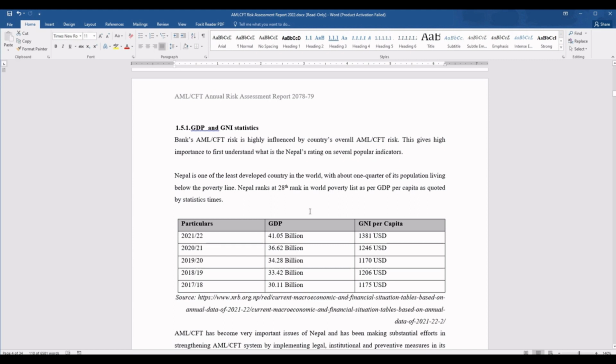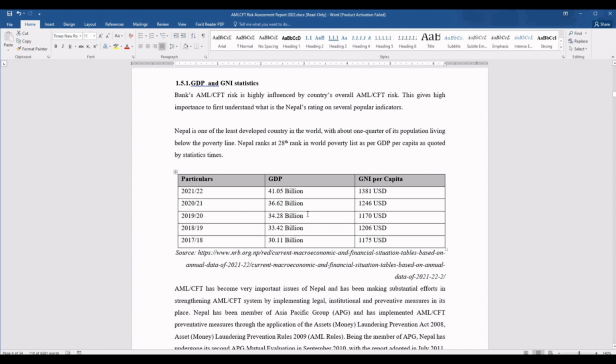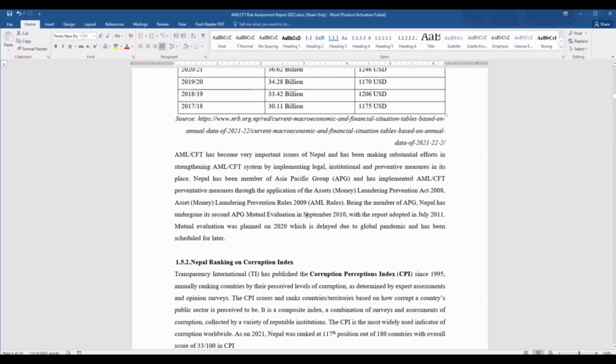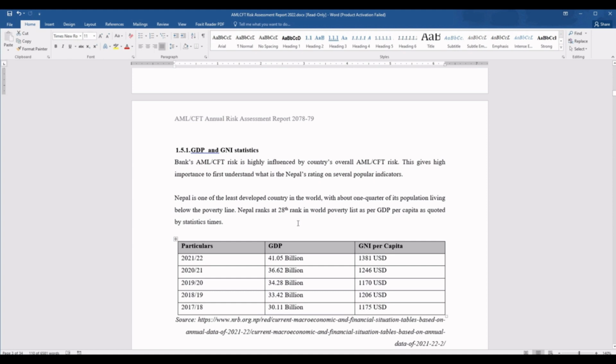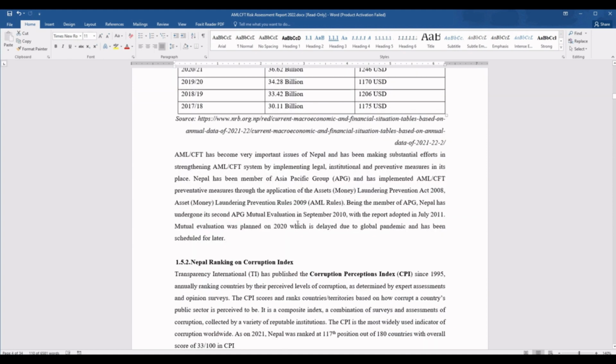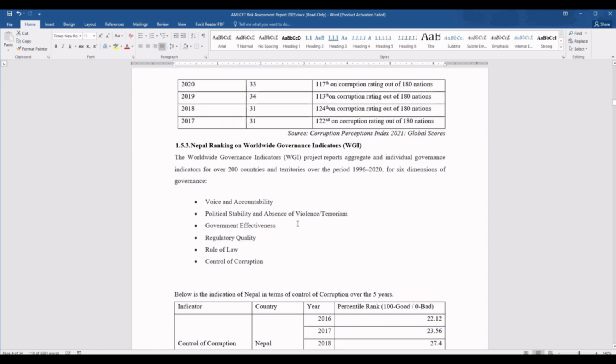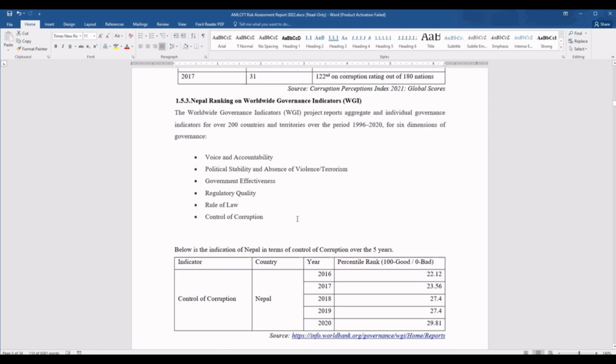So to summarize, we need to look at national and international indicators. For that, you can take GDP, GNI statistics, corruption index as well as other indicators.